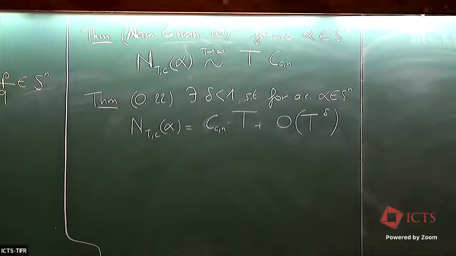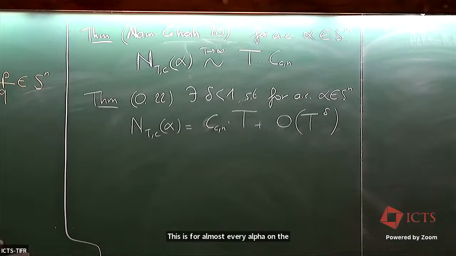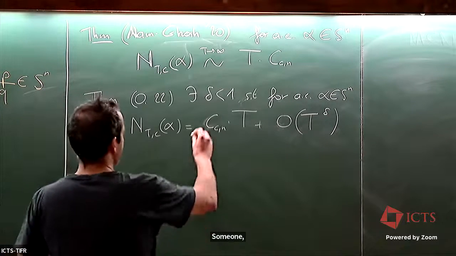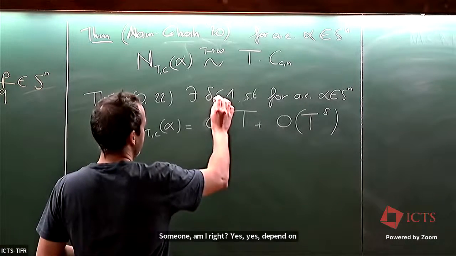This is for almost every alpha on the sphere. So we are here in the Khinchin dichotomy. Yes, I think it's yes. It's the inequality I want to consider, for which we have infinitely many pairs. Am I right? Yes. The constant depends only on n, the dimension.